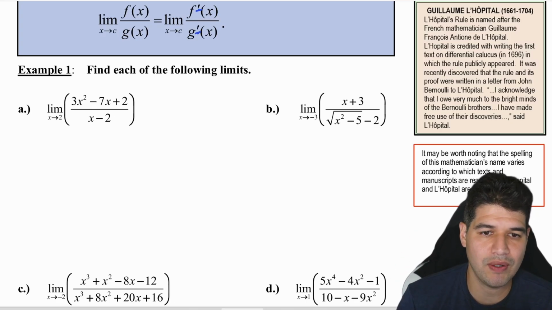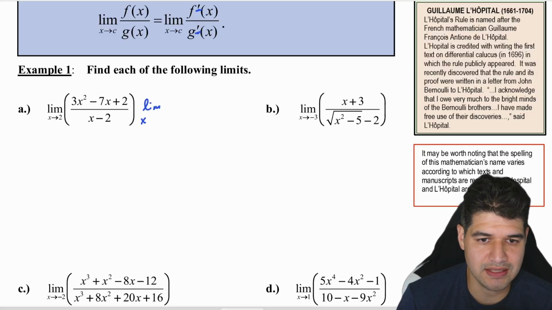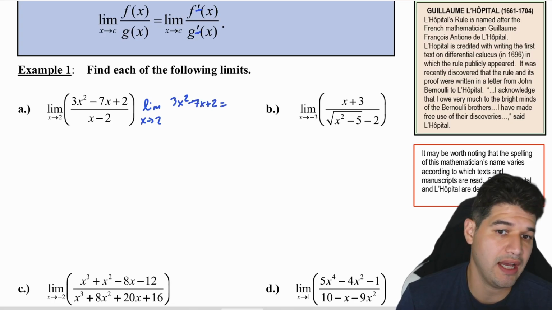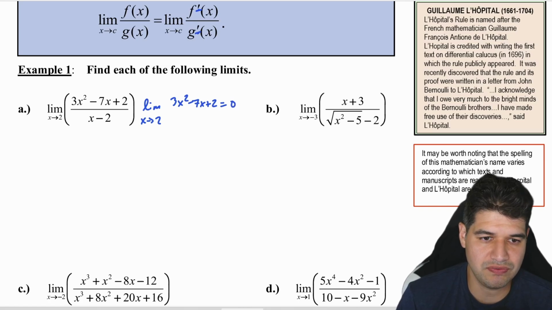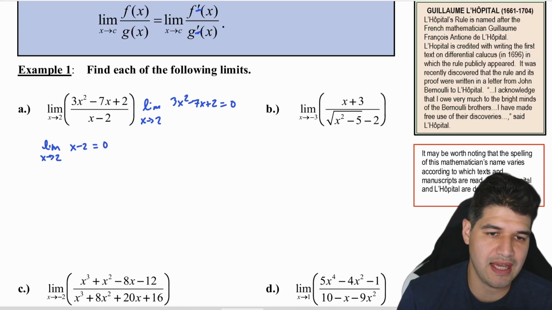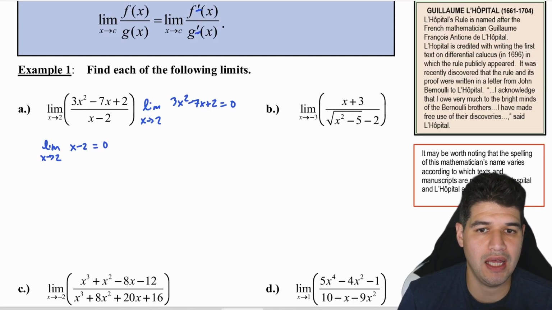But here is how I want you to show that. I want you to take the limit of the numerator and the denominator. So the limit as x approaches 2 of 3x squared minus 7x plus 2, and we can calculate that. We're plugging in 2 and we're getting 0. And I'm also going to find the limit as x approaches 2 of x minus 2. We can calculate that, plug in 2, 2 minus 2, we're getting 0. All right, so when we get that happening, we can apply L'Hopital's rule.